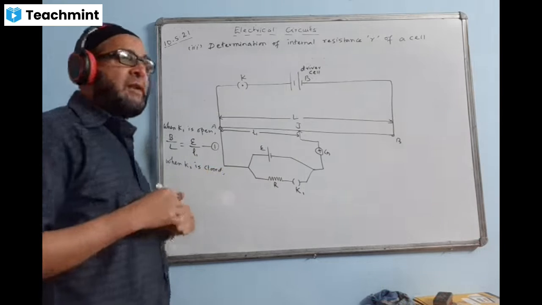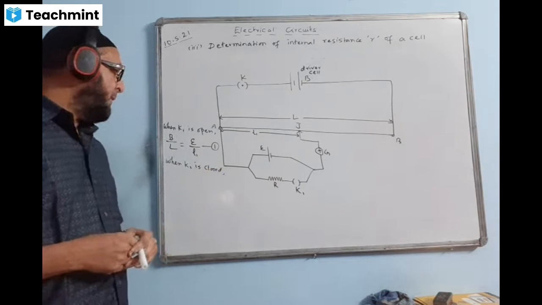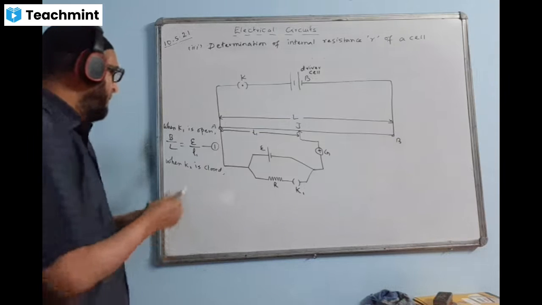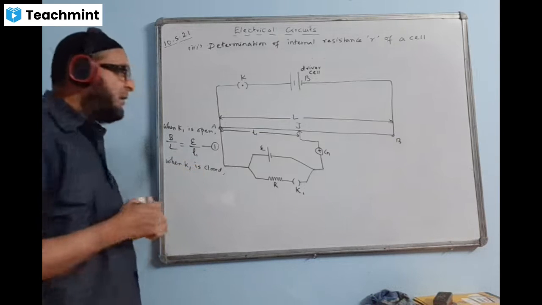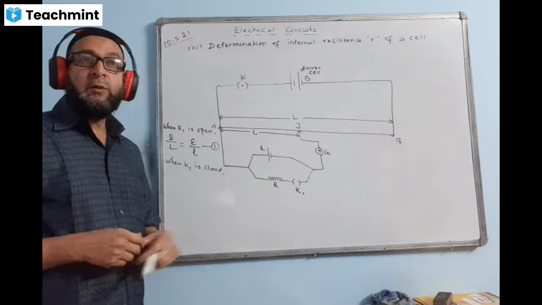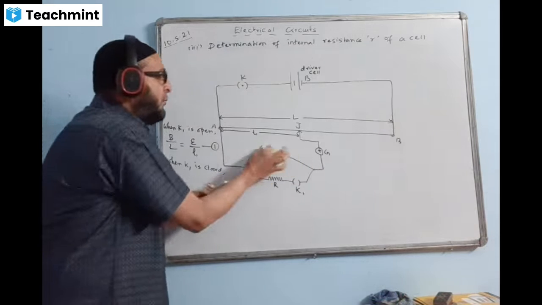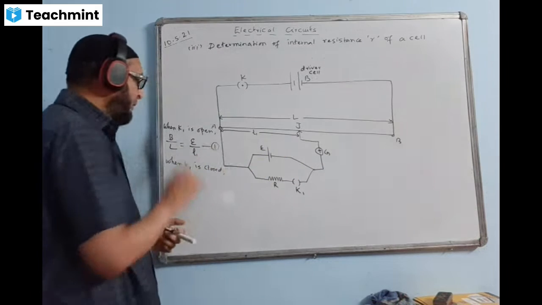This is the definition of EMF of a cell. You know what is called EMF? The potential difference between the terminals of a cell, when the key is open. That means when no current is drawn from it. When this key is open, we are balancing this voltage by this length L1.